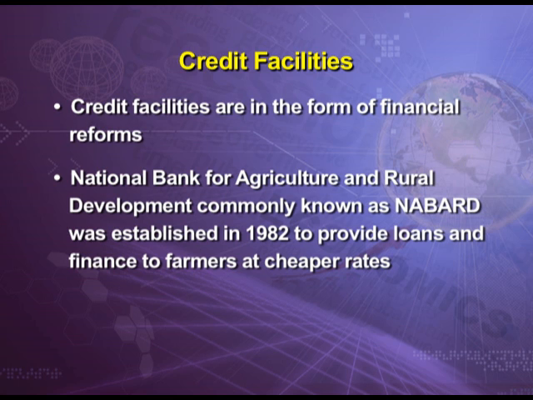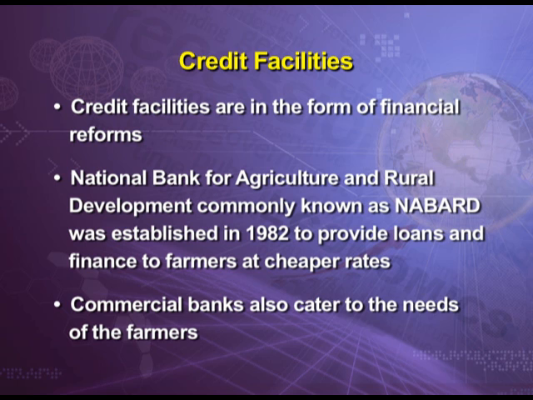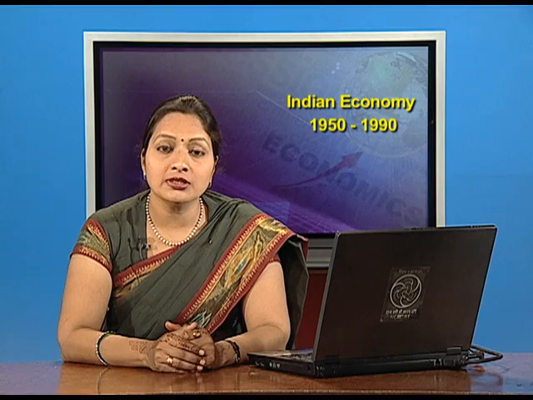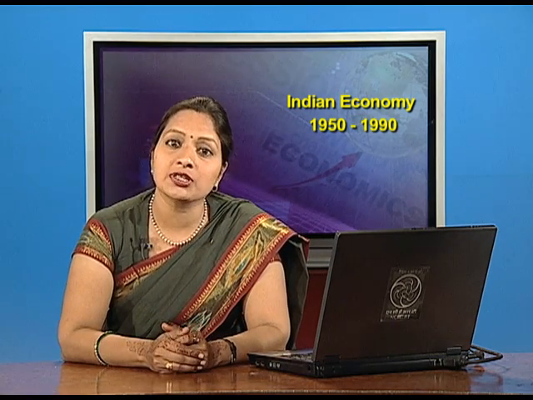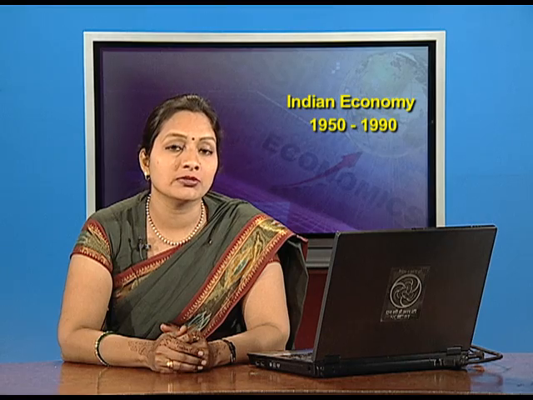The National Bank for Agriculture and Rural Development, commonly known as NABARD, was established in 1982 to provide loans and finance to farmers at cheaper rates. Commercial banks also started to cater to the needs of the farmers. At present, irrigational facilities cover 43% of land under cultivation as compared to only 15% in 1950. Dry farming techniques have also been encouraged and are in practice by many farmers.